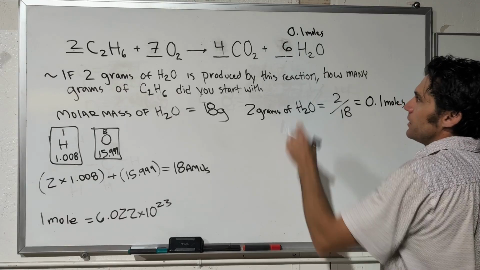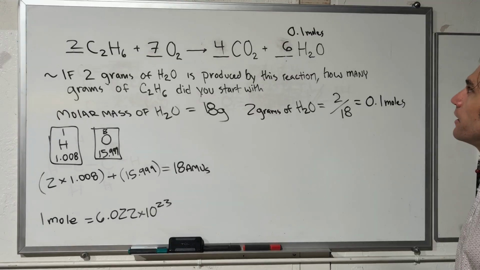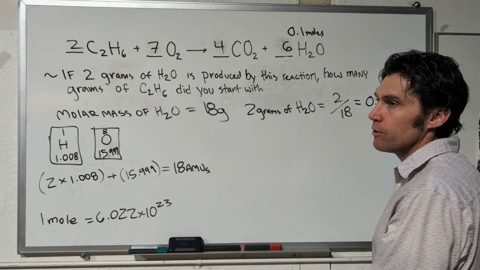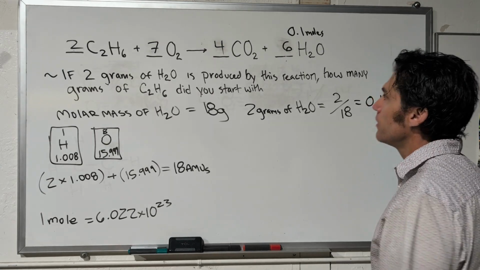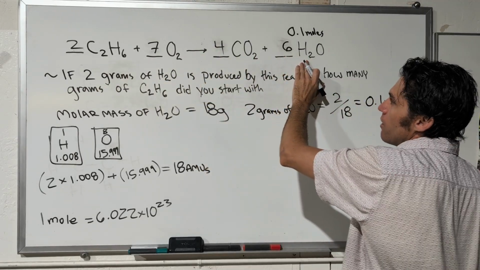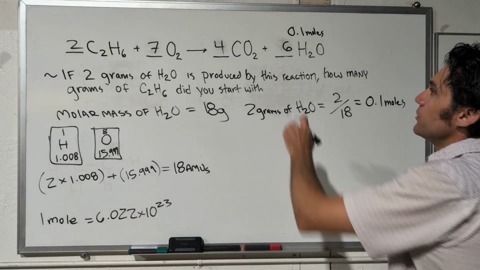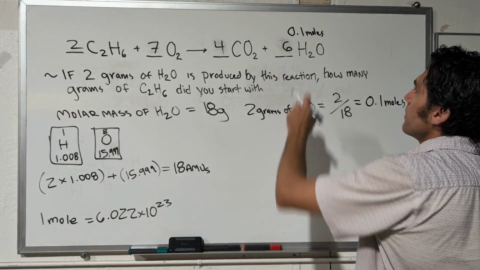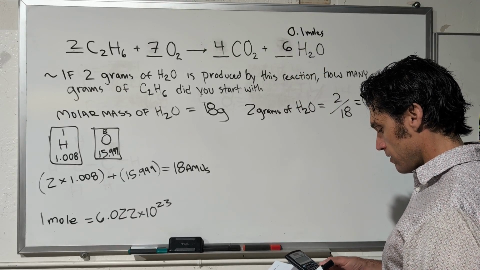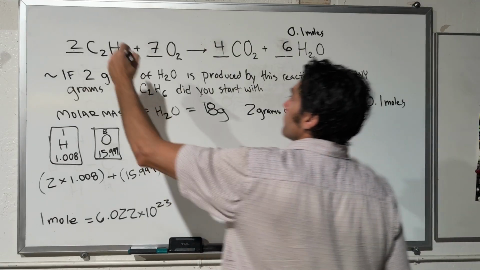So this is 0.1 moles not because of the 6, but because we have 2 grams. This 6 tells us basically a ratio. They call this a stoichiometric ratio. It tells us that we have 3 times as much water as we do C2H6. So that means we're going to divide that 0.1 by 3. And we get 0.03.